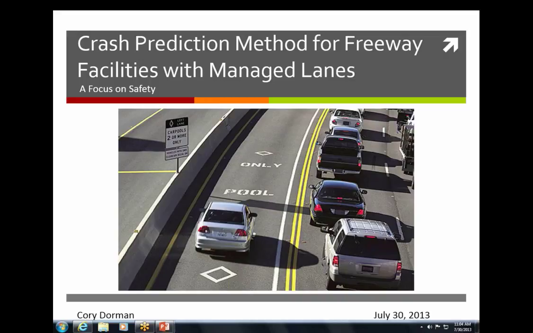If those of you online can't hear me or need to stop me at any point, that's completely fine. But to start, my name is Corey Dorman, and I work very closely with Dr. Siva Srinivasan on a project entitled Crash Prediction Model Methods for Freeway Facilities with Managed Lanes. My focus was on safety as opposed to operation and performance. So we're looking at crash distributions and crash frequency, things along the line of purely safety.